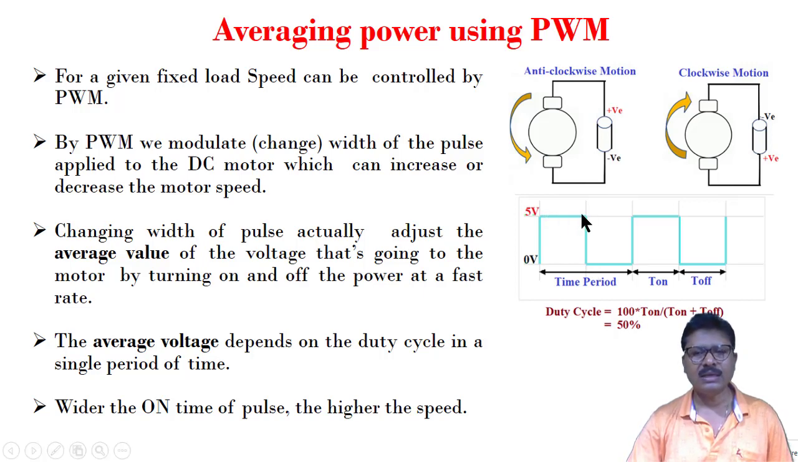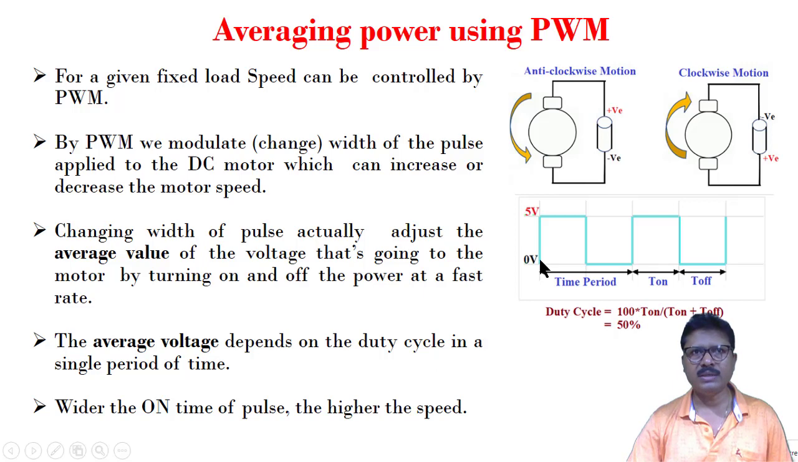By varying the on time of this pulse, we can change the average power applied to the DC motor. The average voltage depends on the duty cycle of the signal over the period of time.